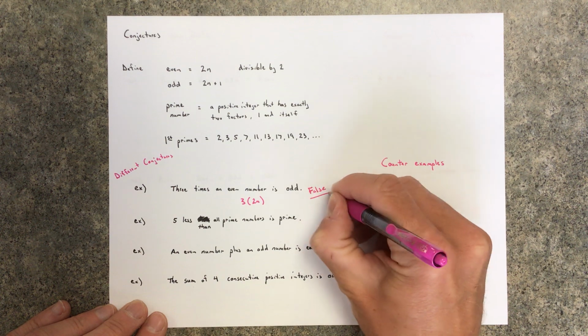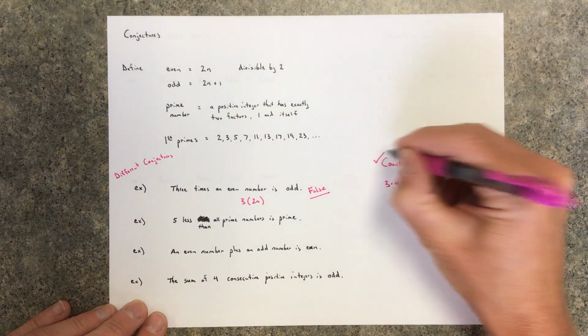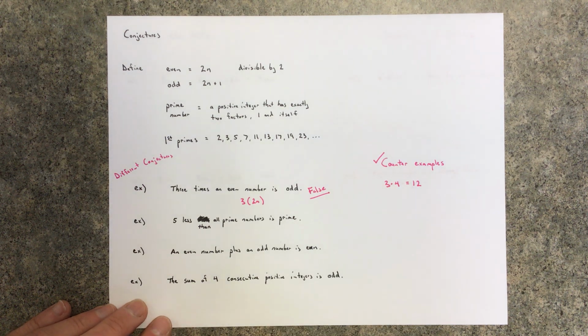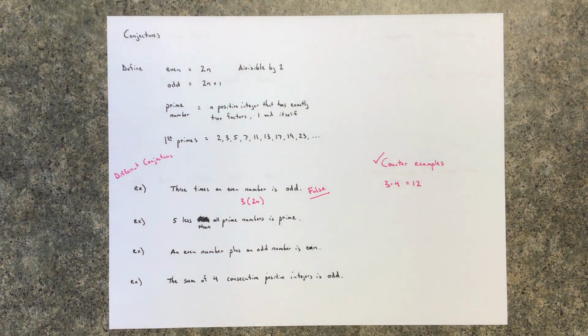Again, to prove something false is really easy. All you have to do is provide one counterexample to show me that it's false. And then it's obviously not true for all things, and so then it's false.